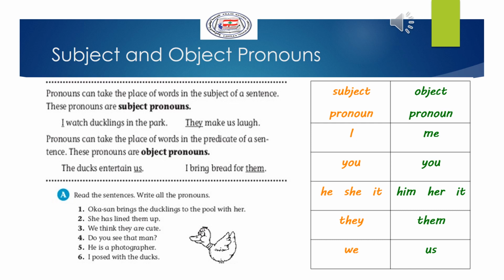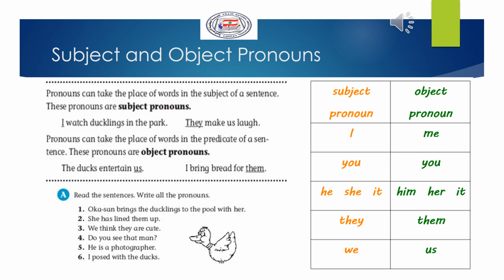For example, the ducks entertain us. I bring bread for them. Us and them are called object pronouns because they came after the verb entertain and after the verb bring. And remember, we use object pronouns to tell who is affected in a sentence. Let's see the subject and the object pronouns. The subject pronouns are I, you, he, she, it, they, and we. The object pronouns are me, you, him, her, it, us, and them.